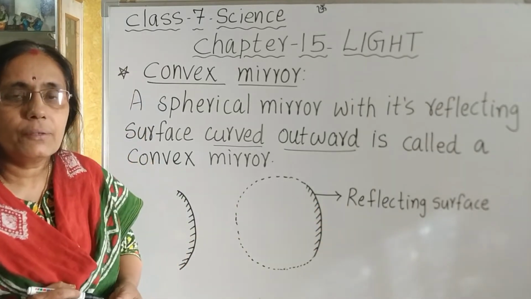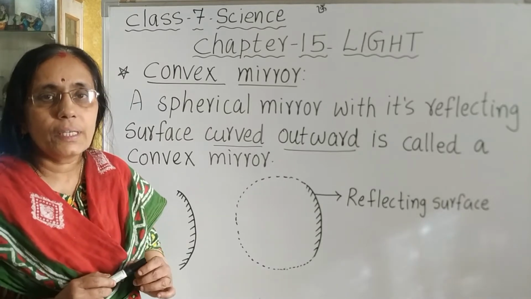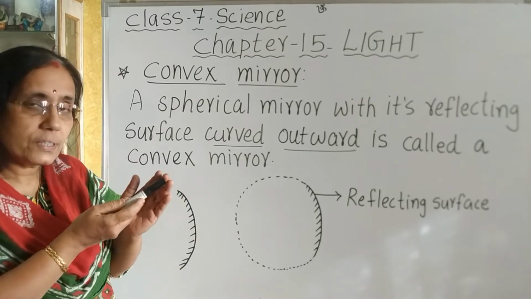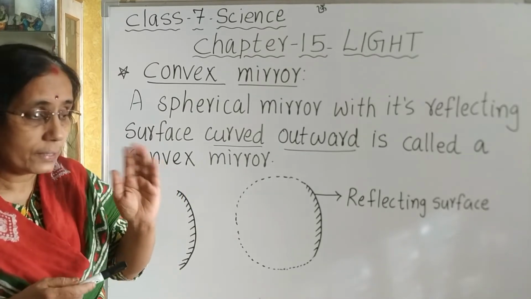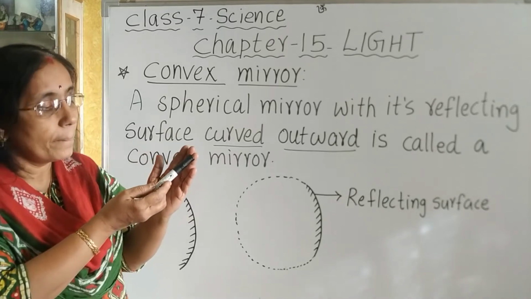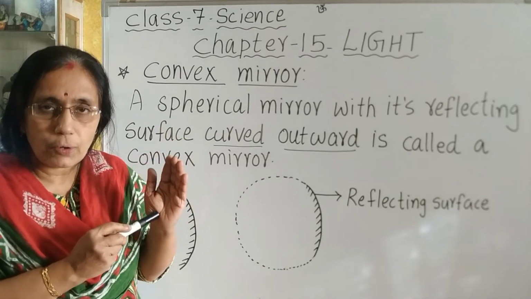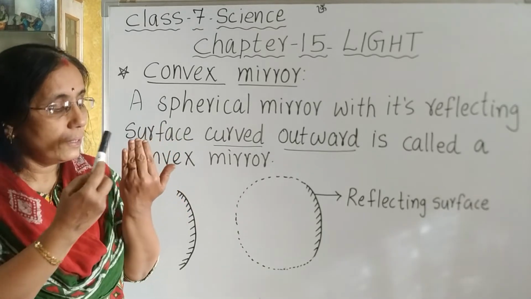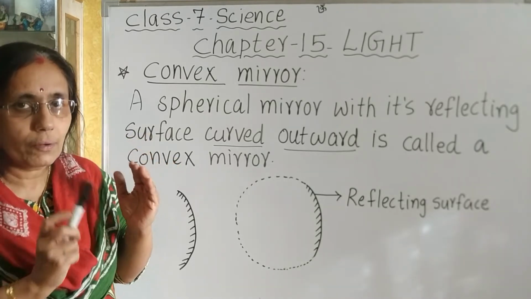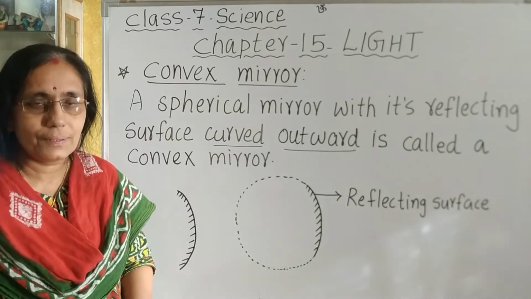So, what is the main difference between a convex and a concave mirror? It is about their reflecting surface. In a concave mirror, the reflecting surface is curved inward. If we take this as the part of the sphere, and if we take the inner portion as the reflecting surface, it forms a concave mirror. And if we take the outward portion as the reflecting surface, it forms a convex mirror. So, the main difference is regarding their reflecting surface.